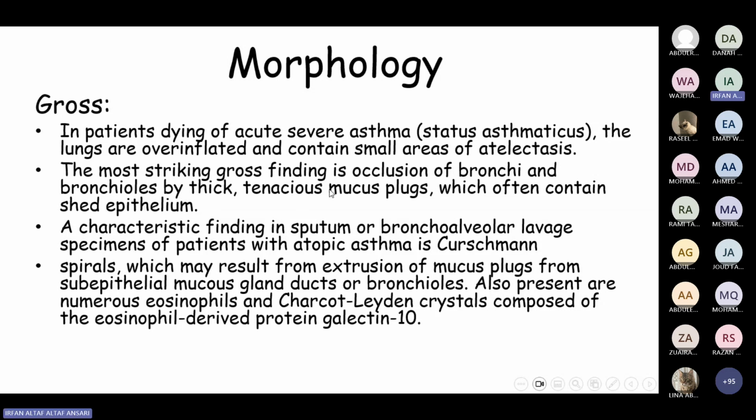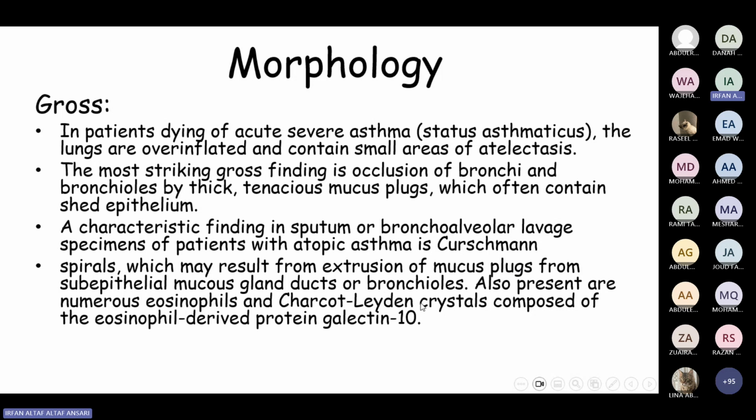If you examine this mucus plug under the microscope, you will find respiratory epithelium attached to the mucus. Sometimes you might get a bronchoalveolar lavage if a patient is admitted: you do bronchoscopy, wash the bronchi and alveoli, and send that fluid for pathological examination. In a case of atopic asthma, you may see Curschmann spirals. What are these? They are mucus plugs which come from the subepithelial glands. These Curschmann spirals also contain eosinophils and Charcot-Leyden crystals.